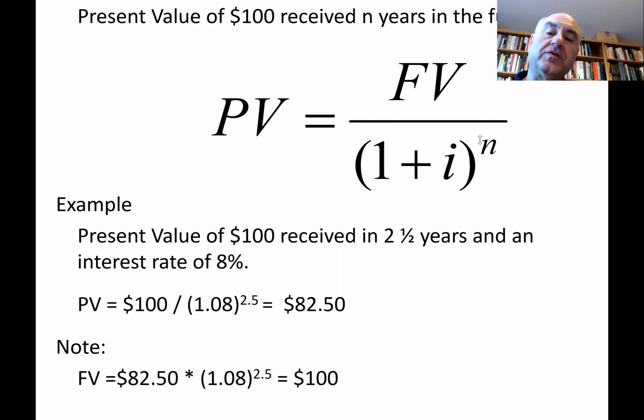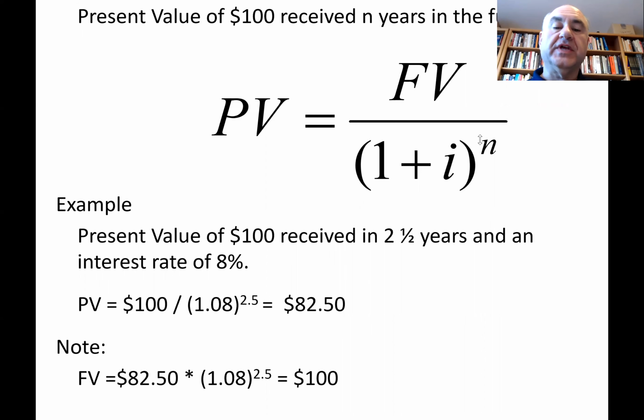Now note, if you were to take that $82.50 and throw it into the future value equation, you'd be multiplying by 1.08 raised to the 2.5, and you get the $100 again. So this is just looking at the two in relationship to each other. Future value is how much you're going to have in the future at a constant interest rate. This is looking at a future return and seeing how much it's worth in today's dollars.